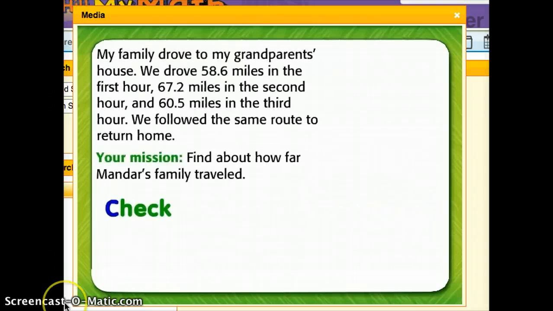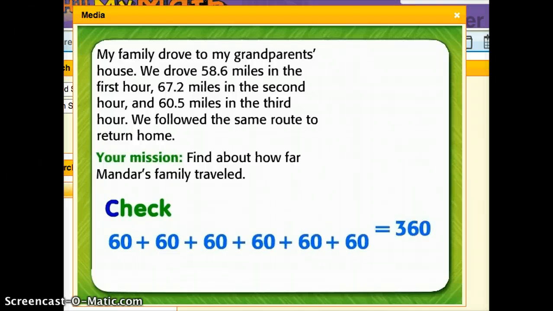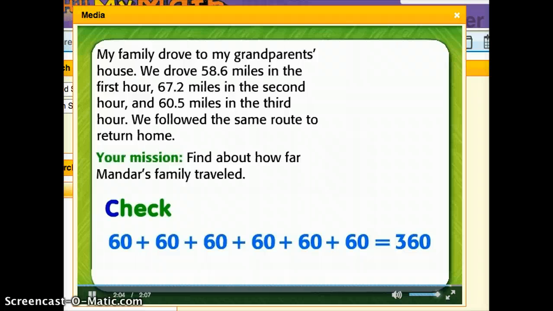Check your answer. They drove about 60 miles each hour. They drove 6 hours in all. Find 60 plus 60 plus 60 plus 60 plus 60 plus 60. Since the sum is 360, our estimate of 380 miles is reasonable.